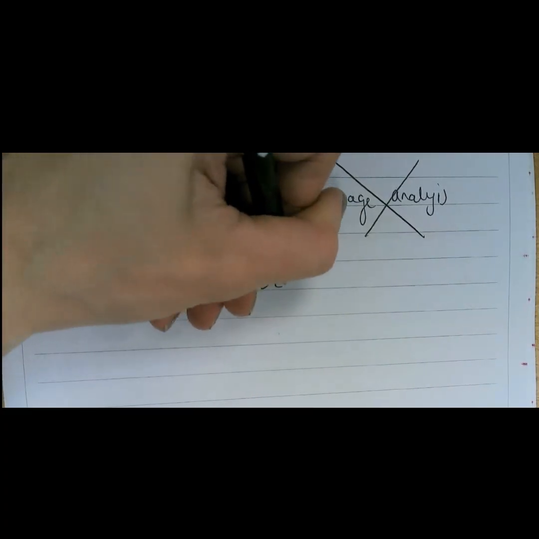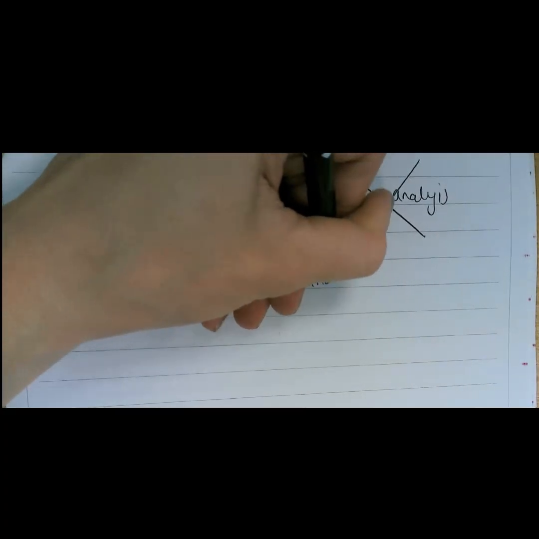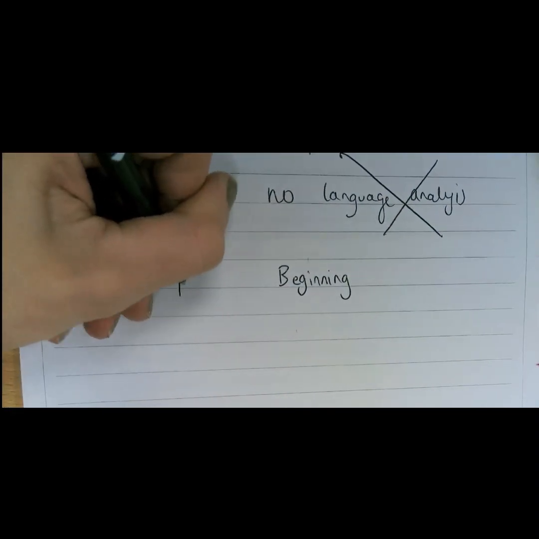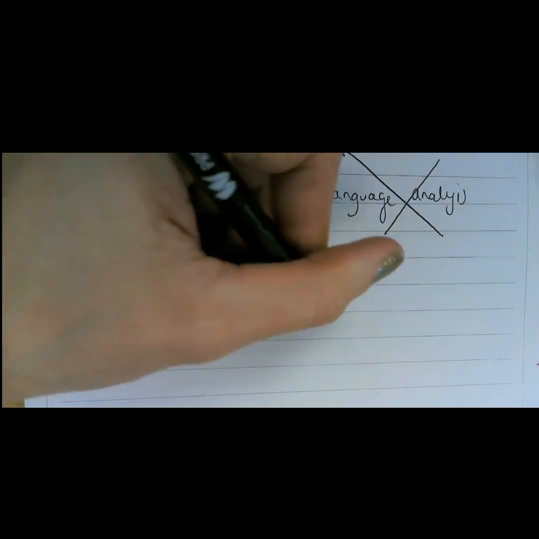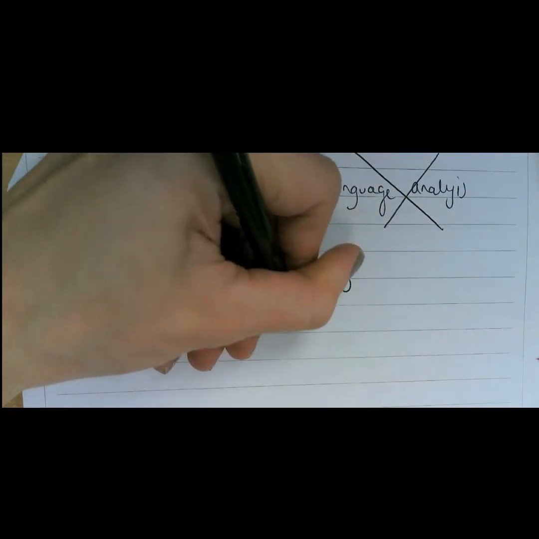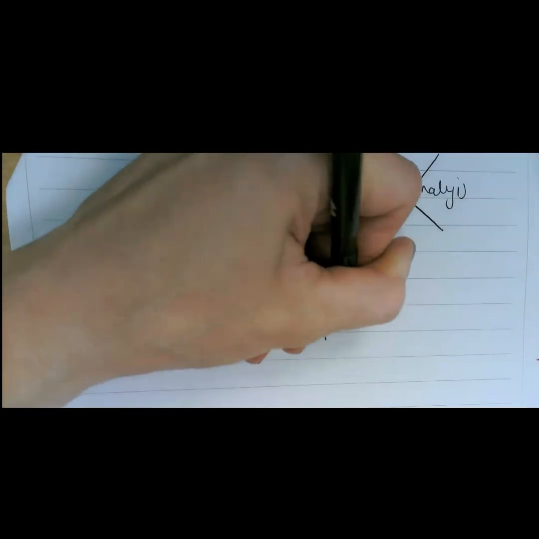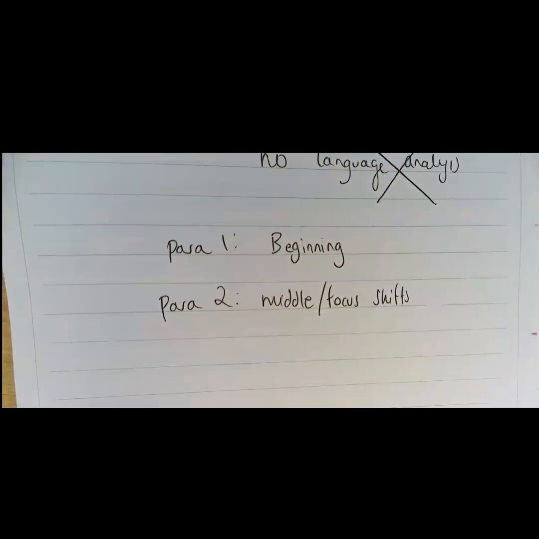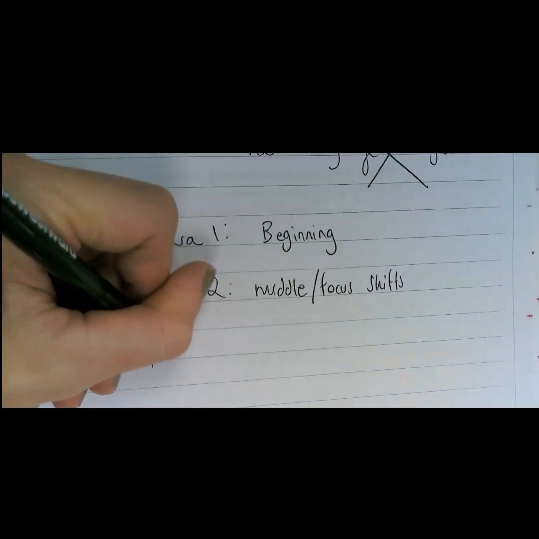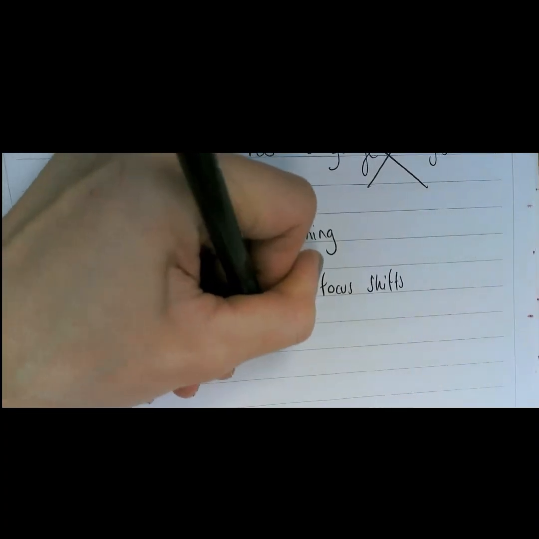It makes it easier. So the 3 paragraphs we're going to look for before we have a look at the source is the beginning or the opening. That's our para 1. Paragraph 2. Now it's easy to call this the middle, but it can also mean where the focus shifts. I don't mean literally in the middle of the text. I mean where the text starts to change. In paragraph 3, we're going to talk about the ending.